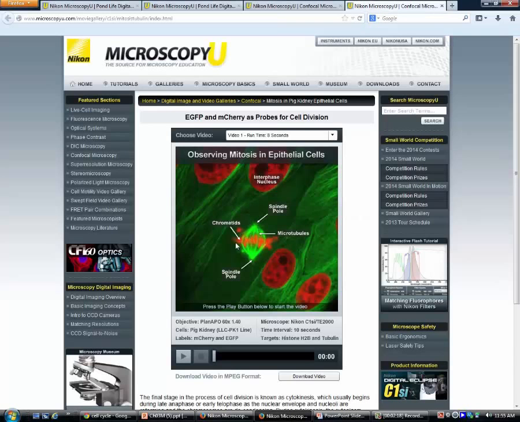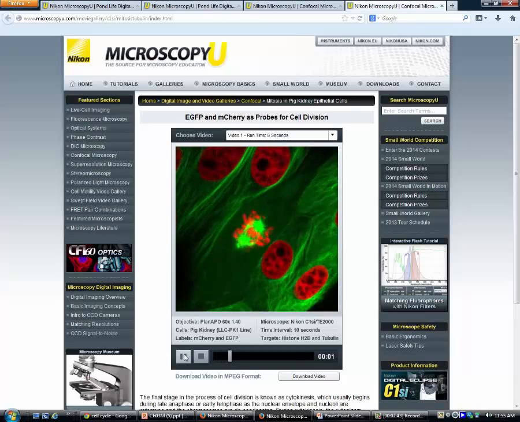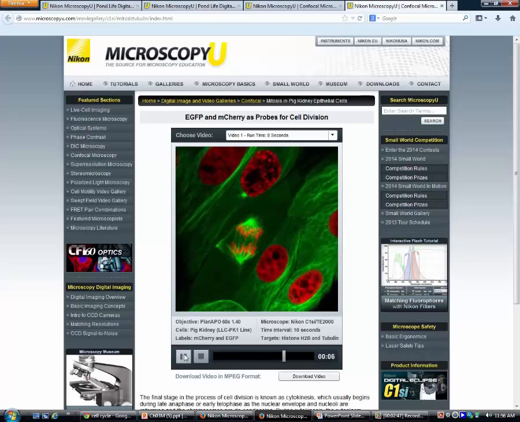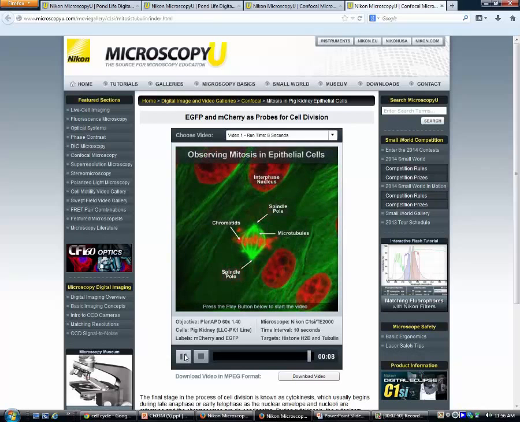Here is a very, very quick video of epithelial cells dividing. Epithelial cells are cells that cover or line cavities. You can see this is within the nucleus of the cell. The nuclear envelope has disintegrated, and these are the spindles. The red are the chromatids, or what you know of as chromosomes. And that's mitosis.